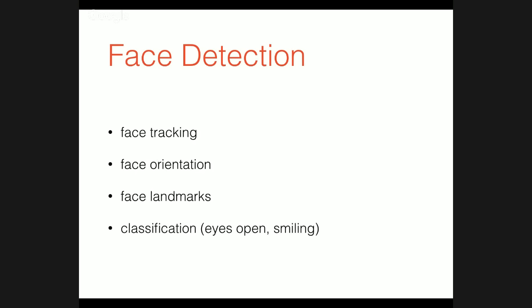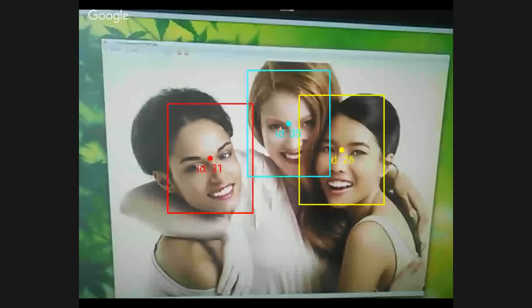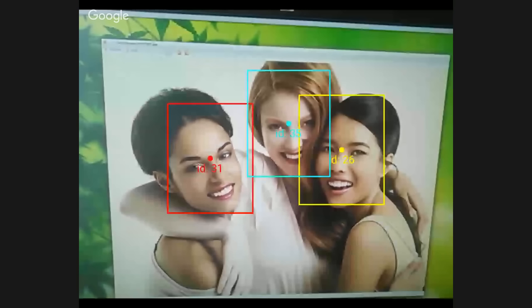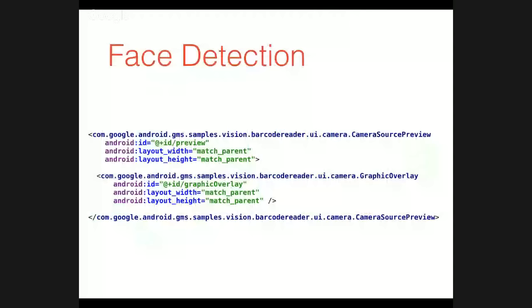This is an example app from the Google samples. As you can see, the app detects faces and draws an overlay around each of them. It contains just a camera source preview, which contains a surface view showing what the camera sees, and the graphic overlay, which draws the overlays around the faces.